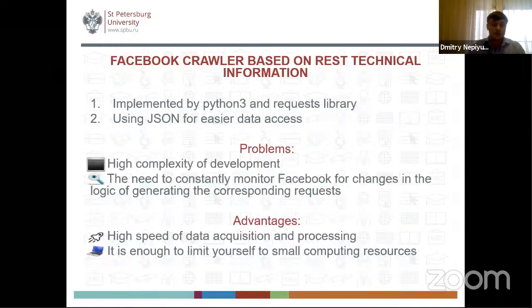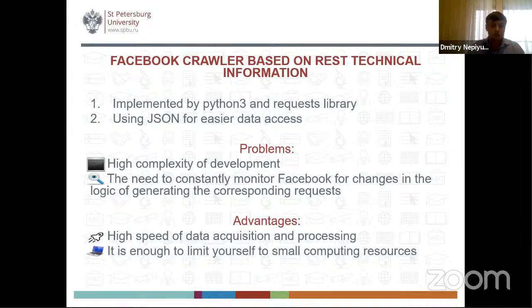Second way, based on REST requests. This data crawler is implemented in Python using the requests library and using JSON for easier data access. There are obvious problems here. High complexity of development, because at least one incorrect request may lead to the account being blocked. We need to constantly monitor Facebook for changes in the logic of generating the corresponding requests. It is necessary to constantly monitor the traffic of the web version of Facebook or the Facebook mobile application.